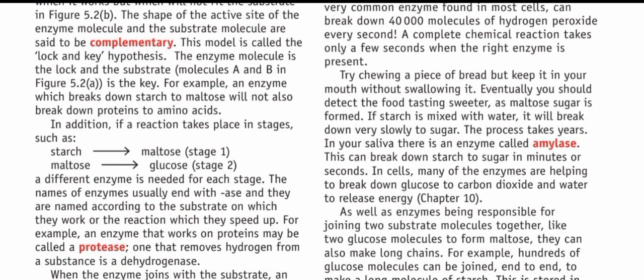Now here is an everyday example about amylase. You can try this simple experiment. Chew a piece of bread and keep it in your mouth. After some time it starts tasting sweet. Why? Because the enzyme amylase in saliva breaks down starch into sugar, that is maltose, and this causes it to taste sweet.